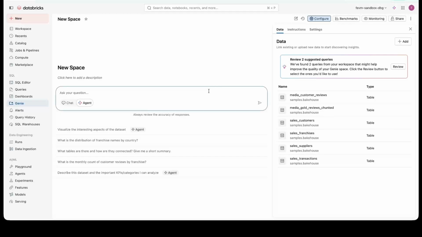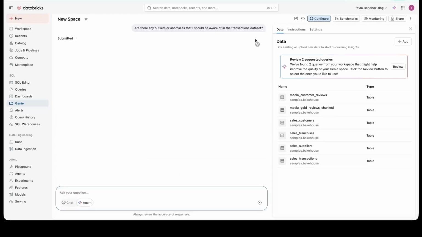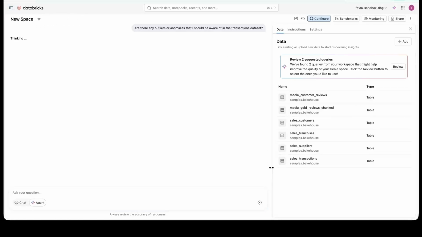Let's just ask some simple, more interesting questions. So first of all, let's say we just want to understand if there are any outliers in the transaction. So let's type that out quickly. Are there any outliers or anomalies that I should be aware of in the transactions data set? So what Genie Agent Mode is doing is, first of all, it looks at the context. So let me actually close this out. So it looks at all of the data sets that we have. It uses that as context to be able to answer the question that we just asked.